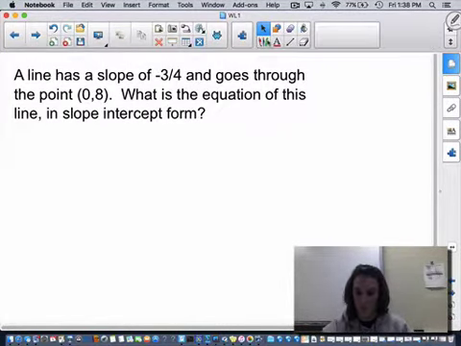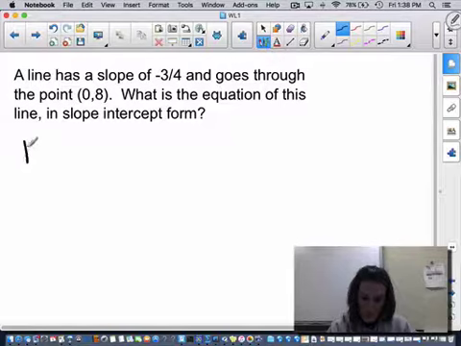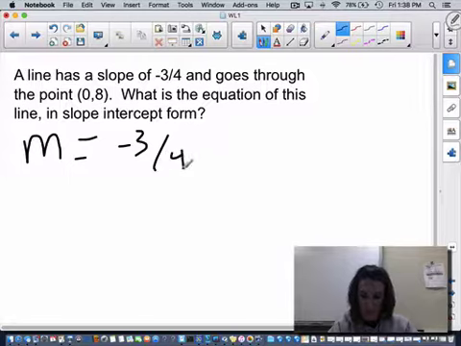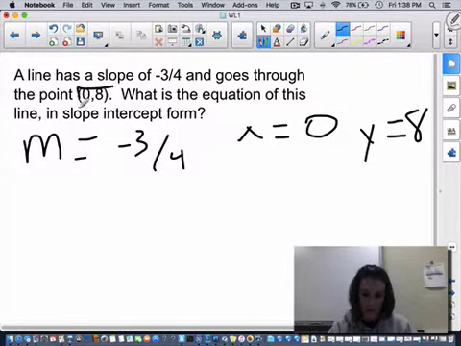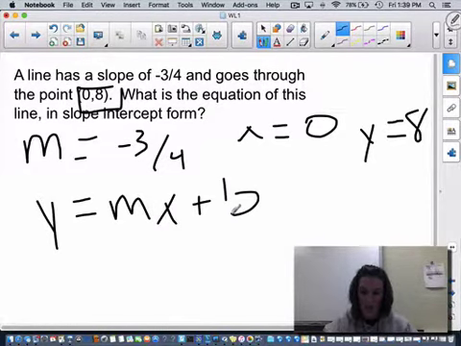Okay, so for example, a line has a slope of -3/4 and goes through a point 0, 8. What is the equation of this line in slope-intercept form? Okay, so our given information, they give us a slope of -3/4. They give us an x of 0 and a y of 8 when they gave us the point. So we need to come up with a new b value. So y equals mx plus b. That is going to fit the slope and the point that it goes through.